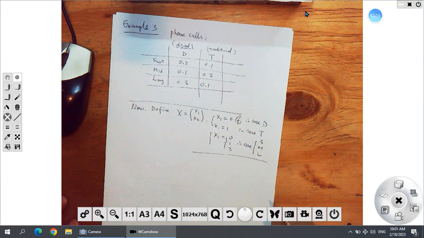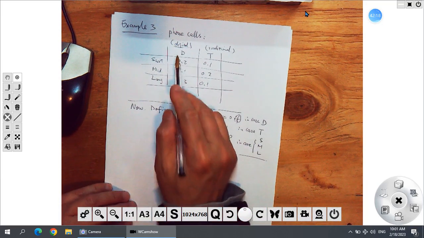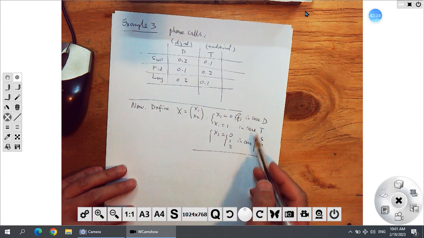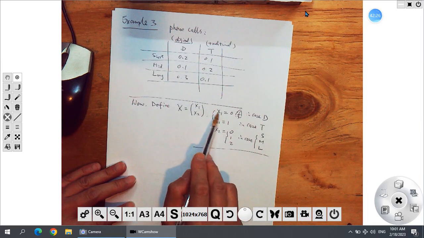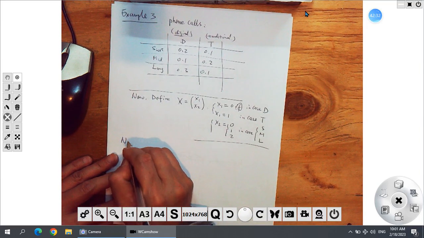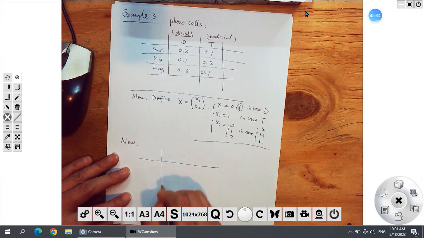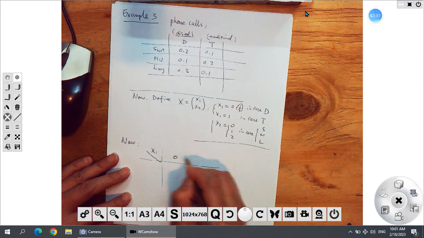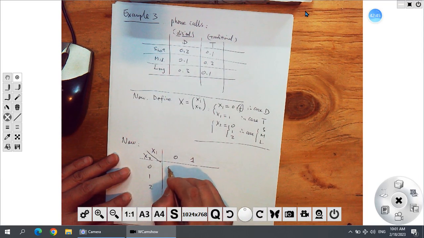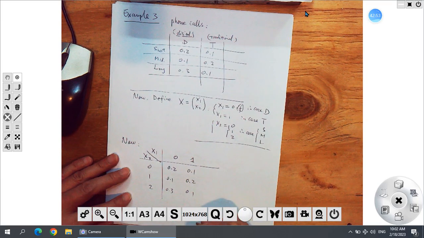We can define x in this way, because now we have two factors, two-dimensional. So that means d is x1 is 0, t is x1 is 1. Makes sense, right? So now we have this. x1 will be 0 and 1, and x2 will be 0, 1, and 2, and the probabilities will be 0.2, 0.1, 0.1, 0.2, 0.3, 0.1.